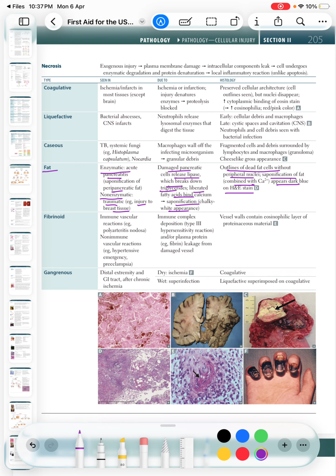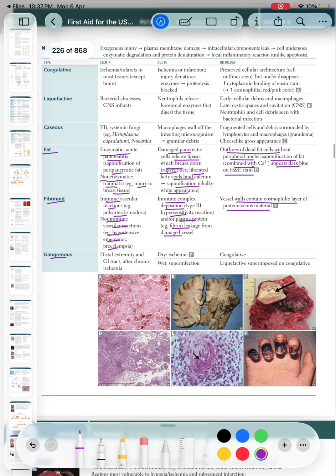Now fibrinoid necrosis. It is seen in immune vascular reactions, for example, polyarteritis nodosa, and non-immune vascular reactions, for example, hypertensive emergency and preeclampsia. It is due to immune complex deposition, type 3 hypersensitivity reaction, and plasma protein, for example, fibrin leakage from damaged vessels. The histology is that the vessel walls contain an eosinophilic layer of proteinaceous material.